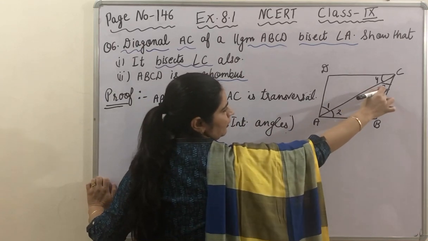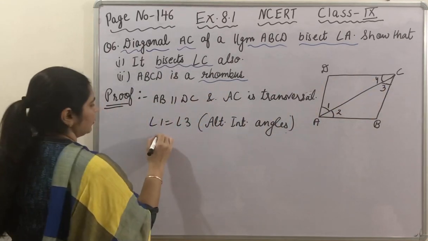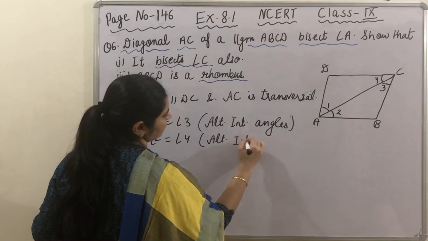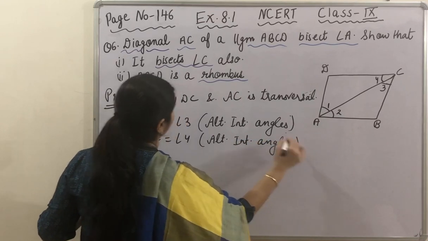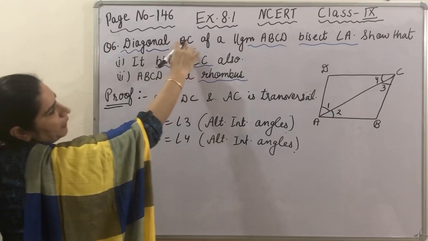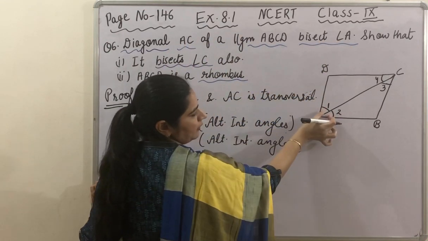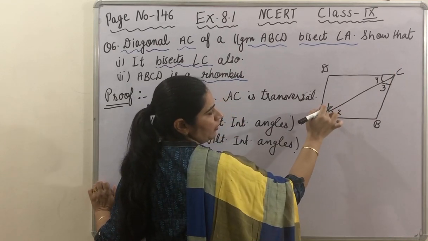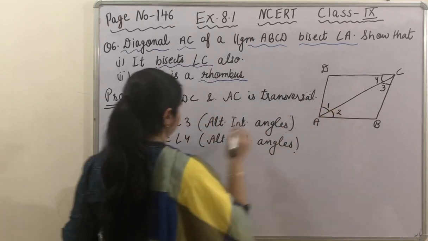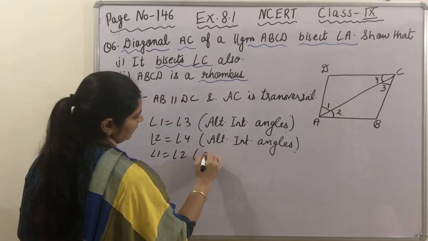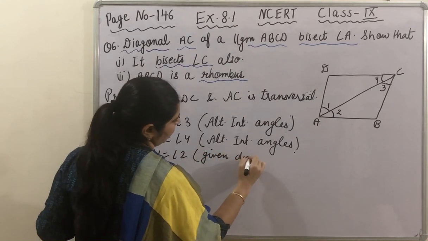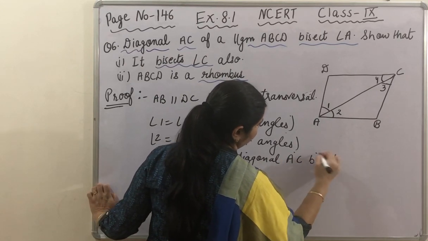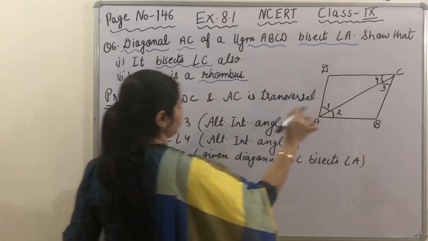Similarly, angle 2 is equal to angle 4. Again, alternate interior angles, same reason. And one condition is already given: diagonal AC bisects angle A. Bisecting means dividing into two equal halves. This diagonal AC bisecting the angle, therefore angle 1 is equal to angle 2 because it is given.